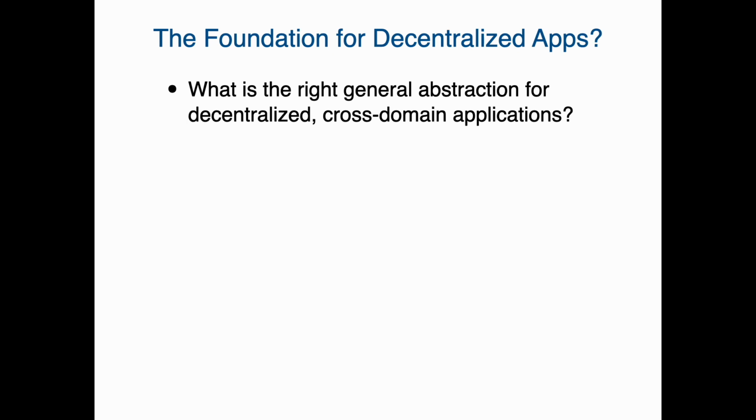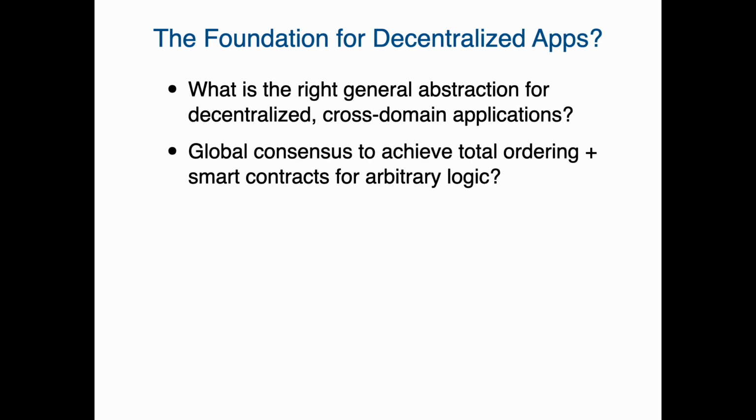So we sat back and said, what if we want to build a general abstraction for decentralized applications, cross-domain applications that involve interactions between people who don't fully trust each other. So the blockchain world kind of has an answer for this, which is that we should have a global consensus mechanism that is going to totally order things that happen. And then we can have smart contracts built on top of that that will give us the arbitrary application logic that we would like to have. So this is an appealing approach in many ways. And in fact, we've actually done some work on languages for smart contracts, which I'll allude to later.